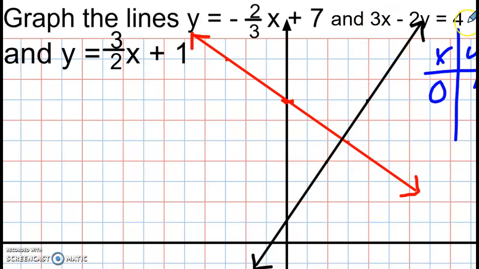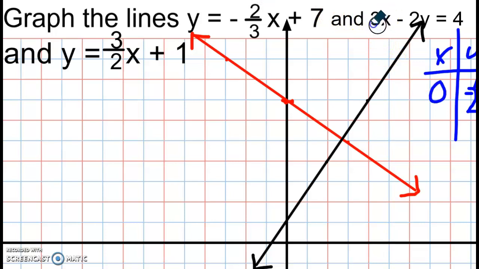Now this one is not in any of my forms. So what I sometimes do then is use something called the intercept method. I put 0 in for x, okay? If I put 0 in for x, it's like this term just goes away. So I have -2y equals 4. If I divide both sides by -2, 4 divided by -2 is -2. So 0, -2 is a point on this line.